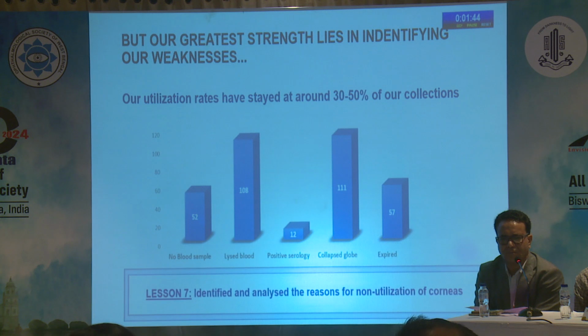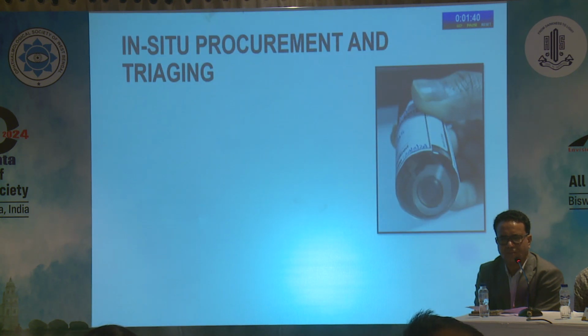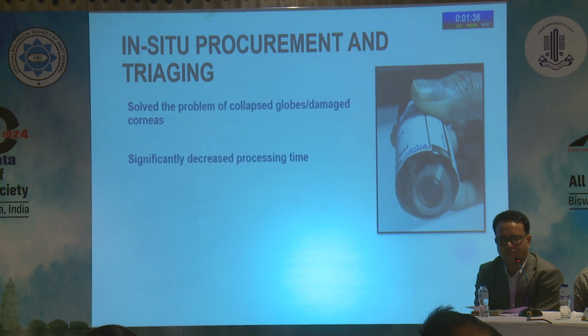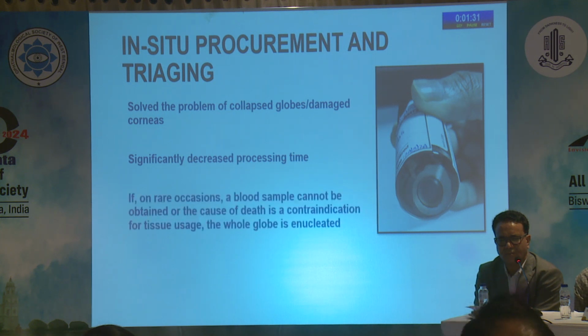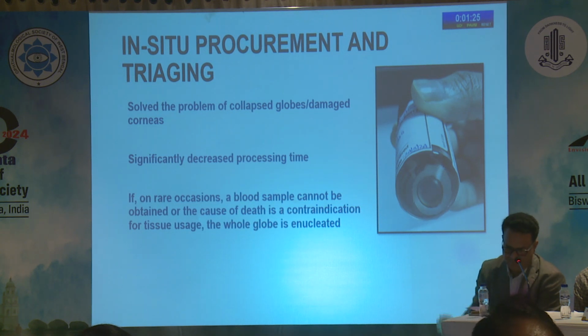And we identified and analyzed the reasons for non-utilization and tackled them one by one. By introducing the in-situ procurement method, we were able to deal with the issue of collapsed globes and damaged corneas, and this has also significantly decreased our processing time. And if on rare occasions we are unable to collect a blood sample, or if the cause of death is a contraindication, the whole globe is enucleated.